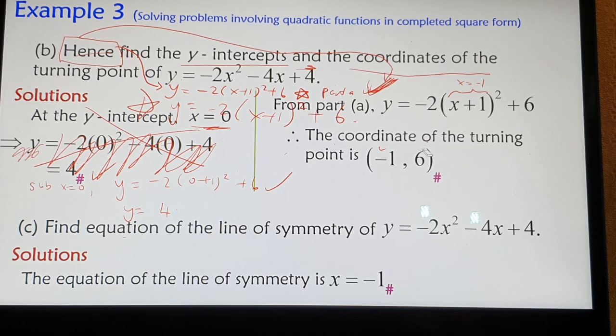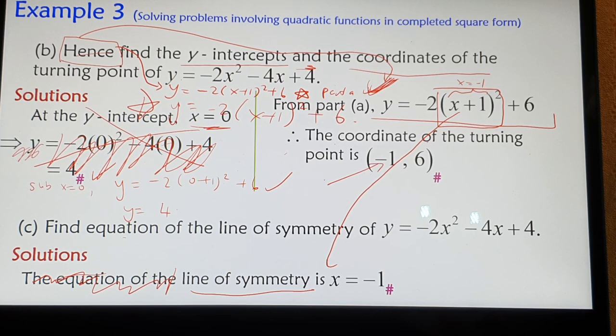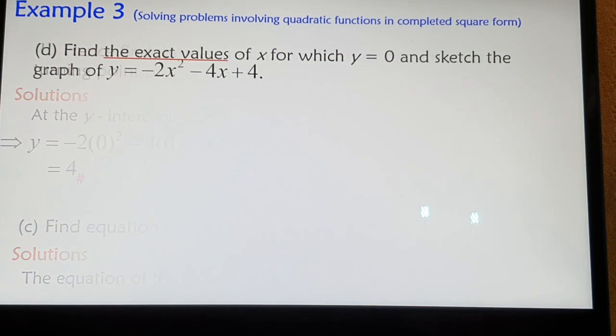Alright? Can you see, ladies and gentlemen, that from this completed square, I can immediately know what is the line of symmetry? The line of symmetry must be x equals minus 1, right? But how do you get x equals minus 1? It's from here. Because when you make this 0, in order to make this 0, x must be equal to minus 1. So this is how powerful this completed square is. Actually there are many other applications. We will see as the lessons go.